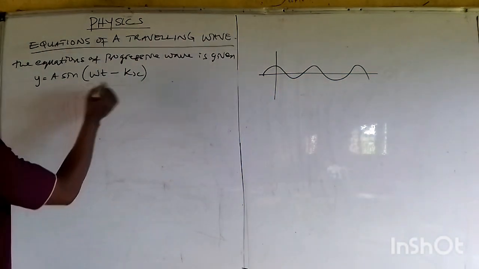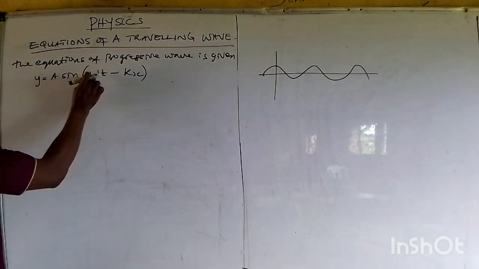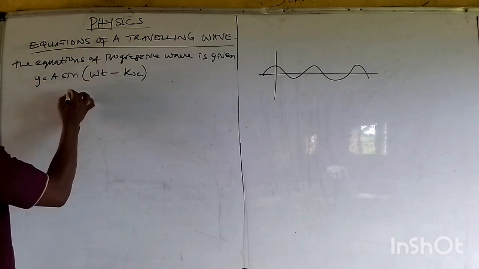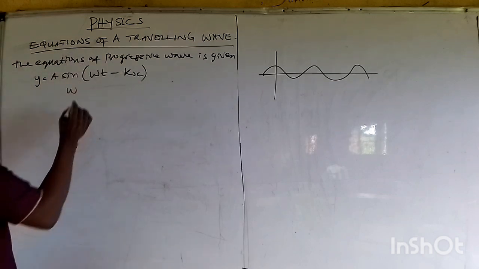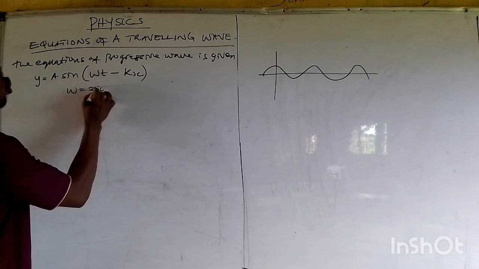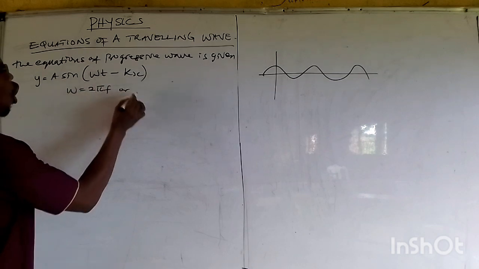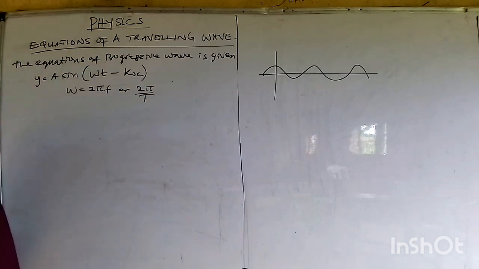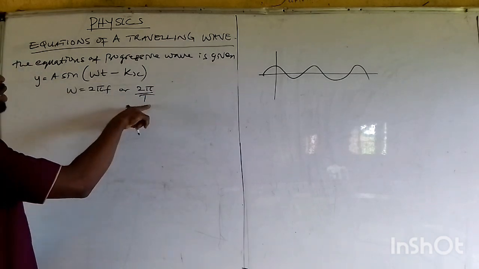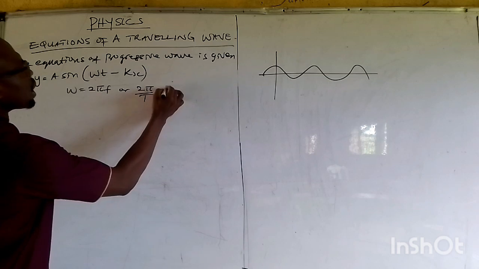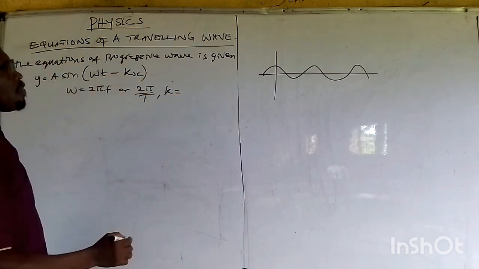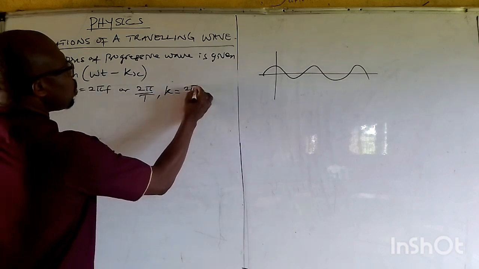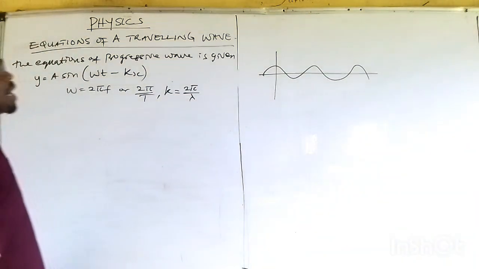Now in this case, what we always do is to put out what these things mean. So the angular speed is 2 pi f, or 2 pi all over the period, where f is the frequency and T is the period. Now k, which is the wave number, is expressed as 2 pi all over lambda.